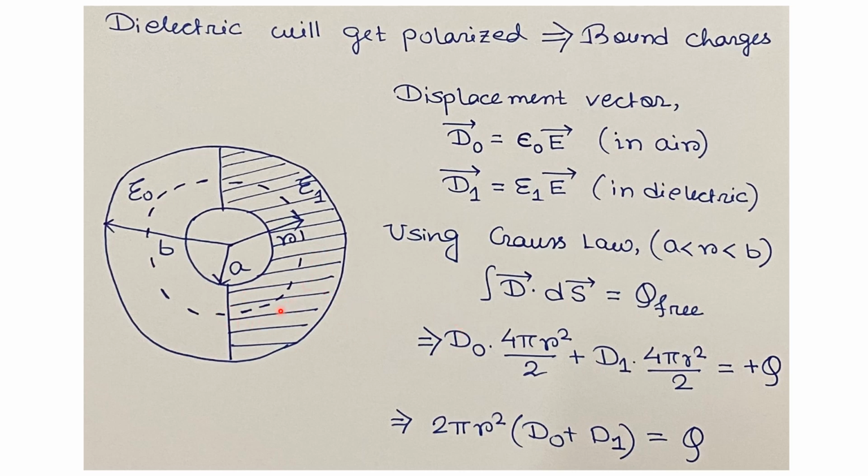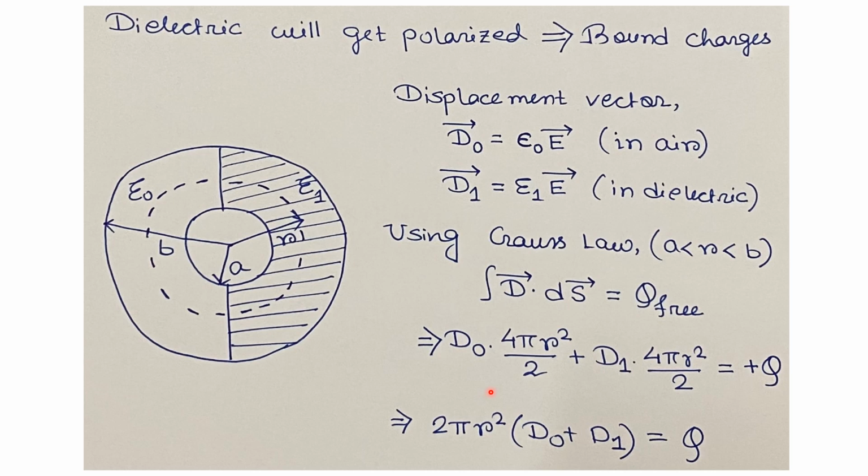So according to our schematic, the closed surface is the dotted line. The free charge enclosed by the surface is only plus q. So we can write this surface integral as D naught times 4 pi r square by 2, which is the surface area of the closed surface in the air region, plus D1 times 4 pi r square by 2, which is the half of the spherical surface area in the dielectric region, and the free charge enclosed by the surface is plus q.